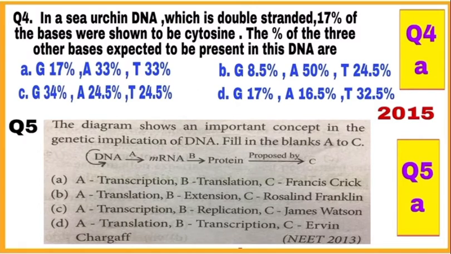So correct answer is A. In given ray diagram, A is transcription, B is translation and C is Francis Crick, who proposed central dogma. Mark A as a correct answer.